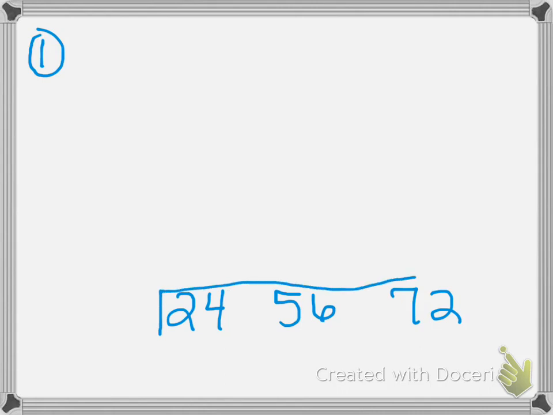So we're going to find the greatest common factor of the numbers 24, 56, and 72. We're going to use the ladder method to do this. Now, looking at these numbers, all three of them are even numbers, which tells us that they have a common factor of 2. 2 will go into 24 12 times. 2 goes into 56 28 times. And 2 can go into 72 36 times.